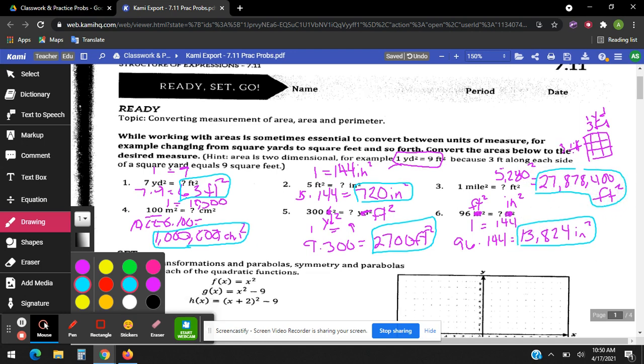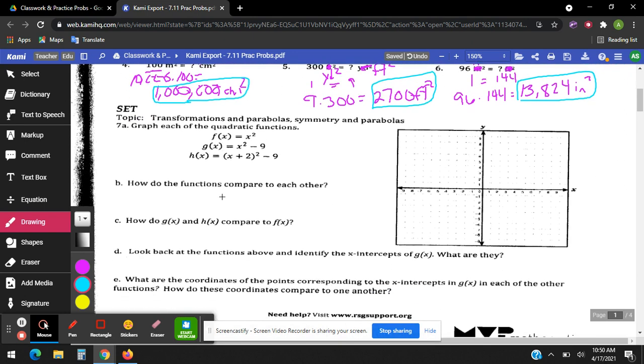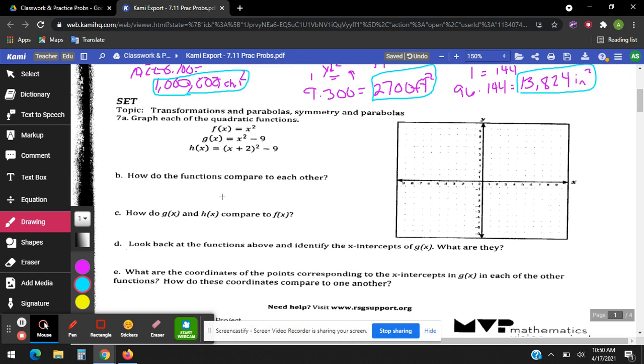Okay, so now let's get back into the parabolas. So transformations and problems, symmetry, and all that. So graph each of these functions. Well, this first one is just the x squared.